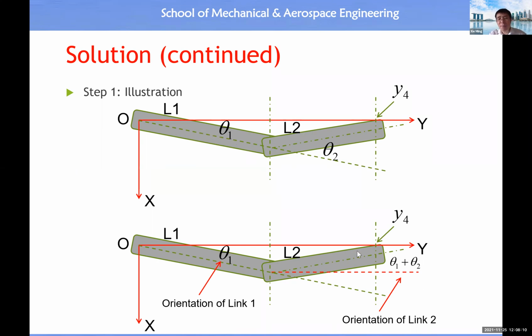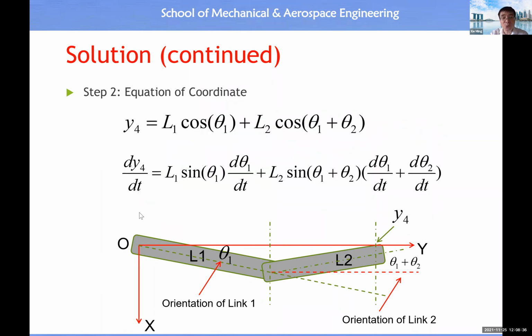But for the calculation of the error at the robot's hand, we want to know the orientation of link 2 with respect to the same global coordinate system. The answer will be θ1 plus θ2. So θ1 plus θ2 gives us the absolute orientation of link 2 with respect to the world coordinate system. Now we should be ready to determine the y coordinate. This is the displacement along the y-axis. So you will see link 1 will contribute to this y coordinate. Link 2 will also contribute to the y coordinate.